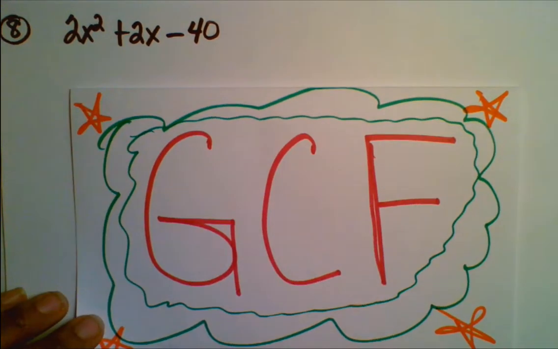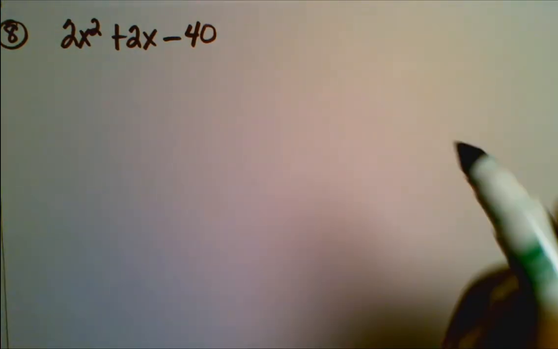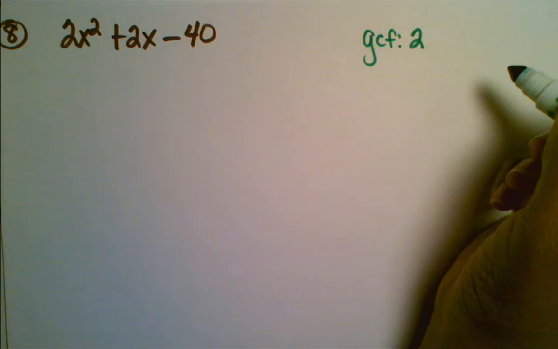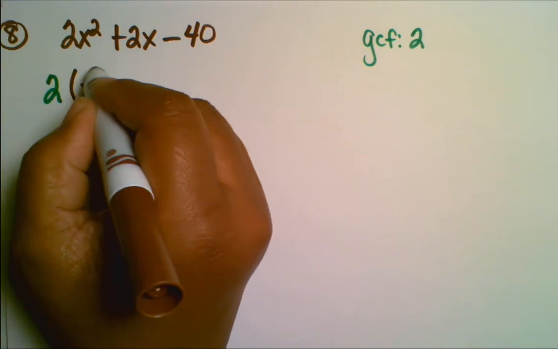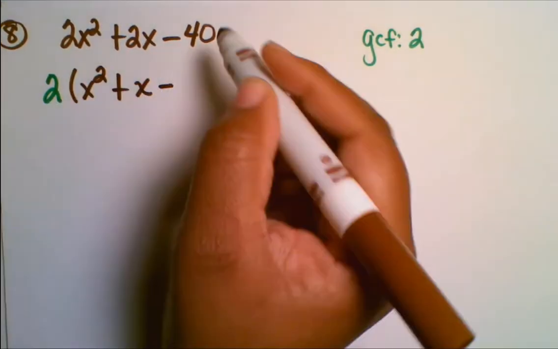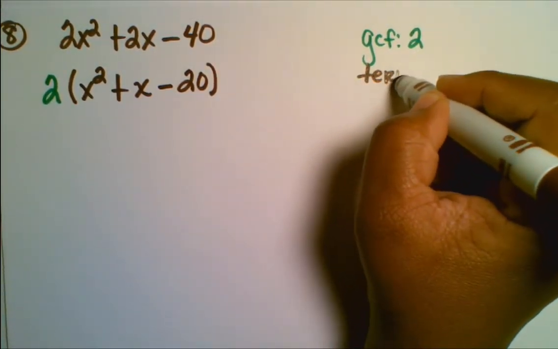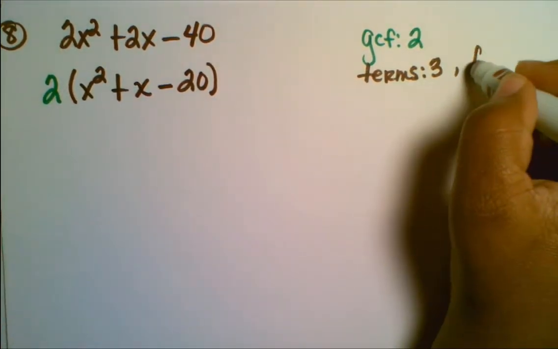Number 8, 2x squared plus 2x minus 40. Is there a GCF that can be factored out? Yes, which is 2. So let's factor out the 2. And then we have x squared plus x minus 20. We have a polynomial that has 3 terms that we're going to factor using the X method.